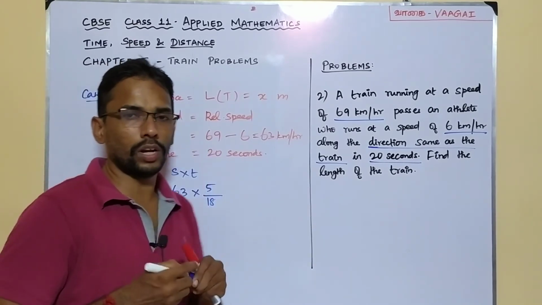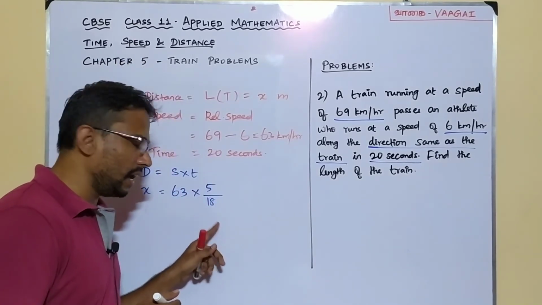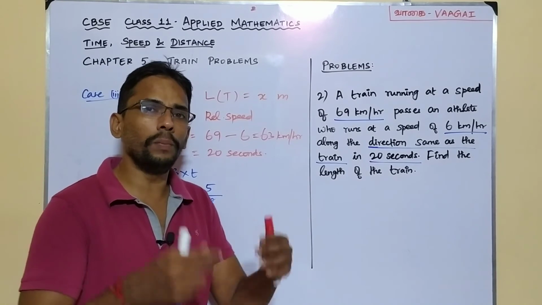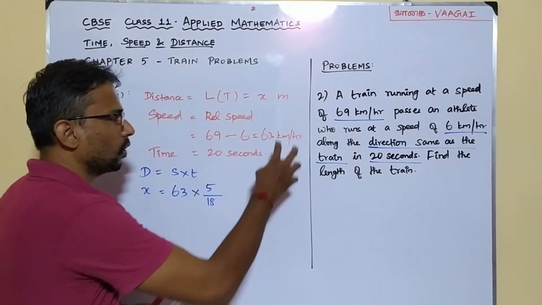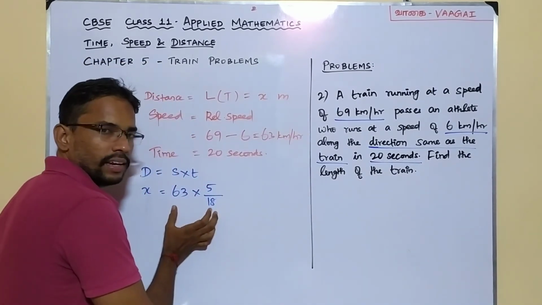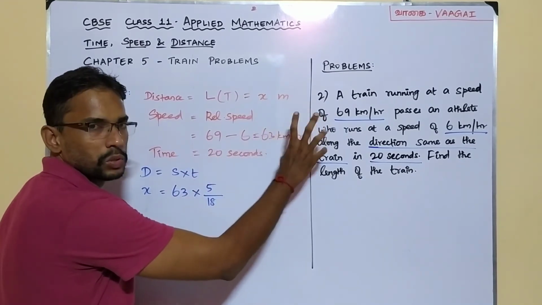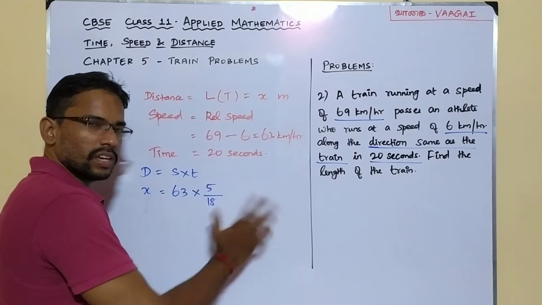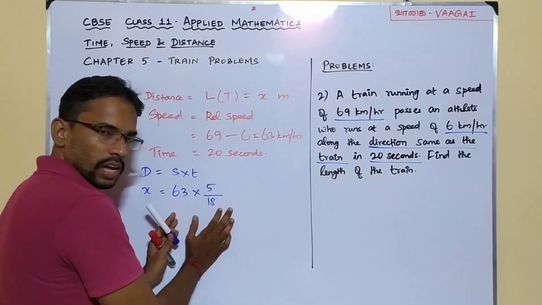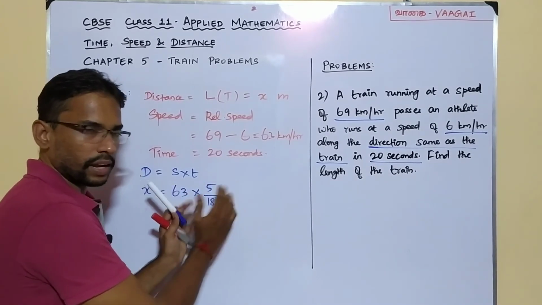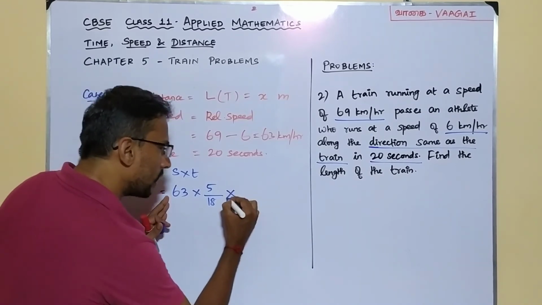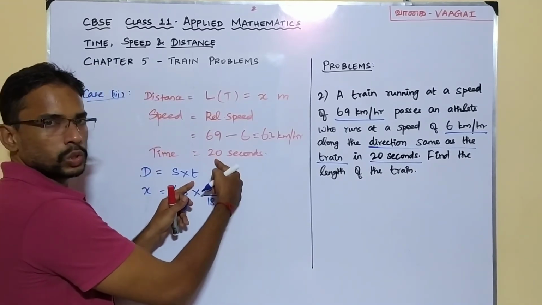Am I right? So now this 63 into 5 by 18, this answer will be in terms of meter per second. Without converting it separately, I am converting directly in this step itself. That's my objective, so I'm not going to waste a few steps there. So 63 into 5 by 18. Now I have turned this into meter per second, and this speed I can multiply by time taken. Time taken is 20 seconds, right?